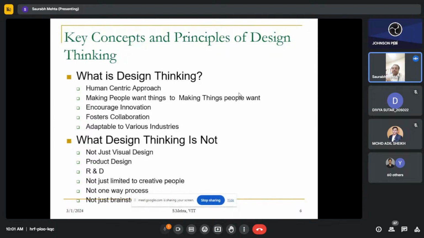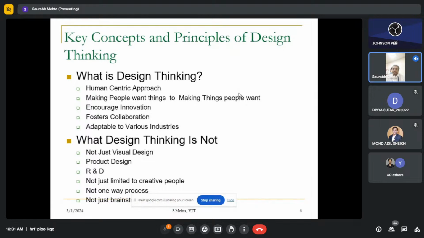Many people say, oh, it's just related to visual design. It's not true. Majority of the time, or I may say almost 100% of the time, visual design comes at a much later stage. But the first and very important thing is solving people's problems in an optimized way. That is what it is, right?